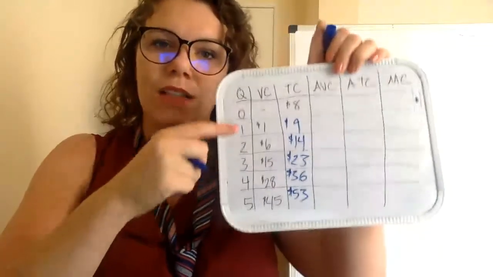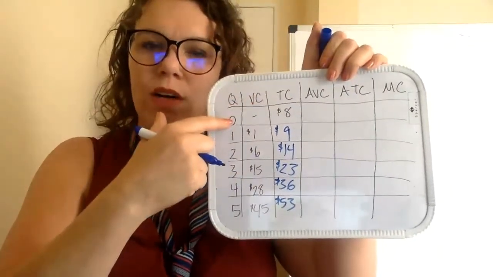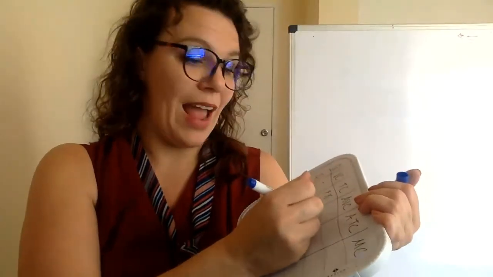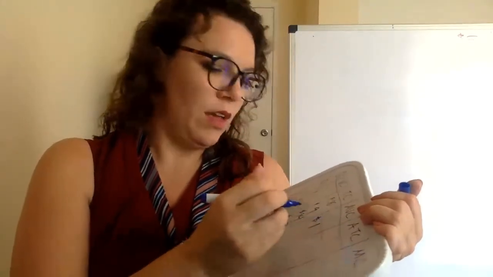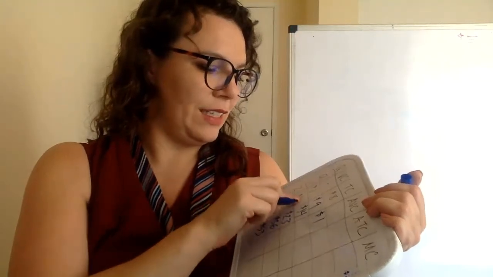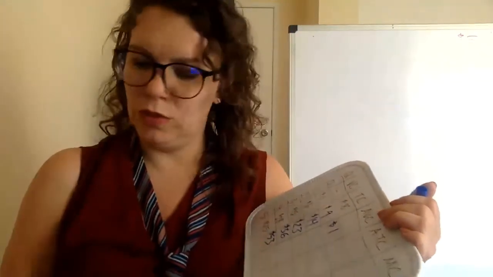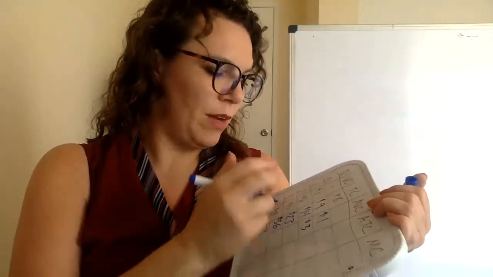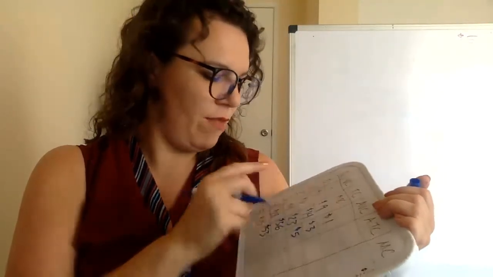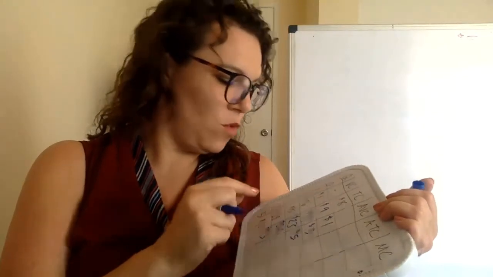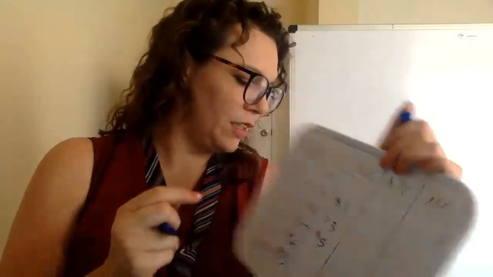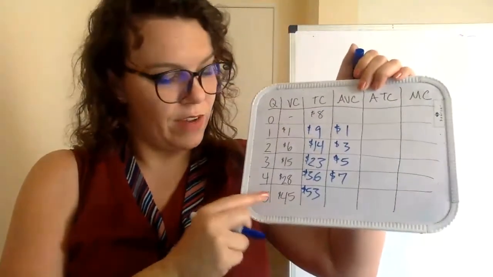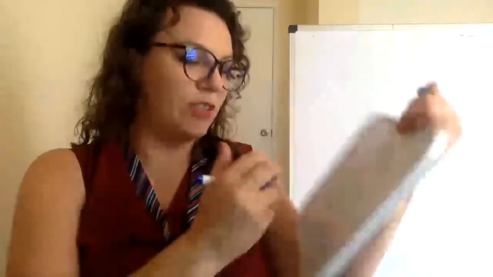Then average variable cost is going to be our variable cost divided by our quantity. So we start out with a variable cost of 1 divided by 1, which gives us an average variable cost of $1. Then we have 6 divided by 2, which gives us an average variable cost of 3. 15 divided by 3 gives us 5. 28 divided by 4 gives us 7. And then 45 divided by 5 gives us an average variable cost of 9.